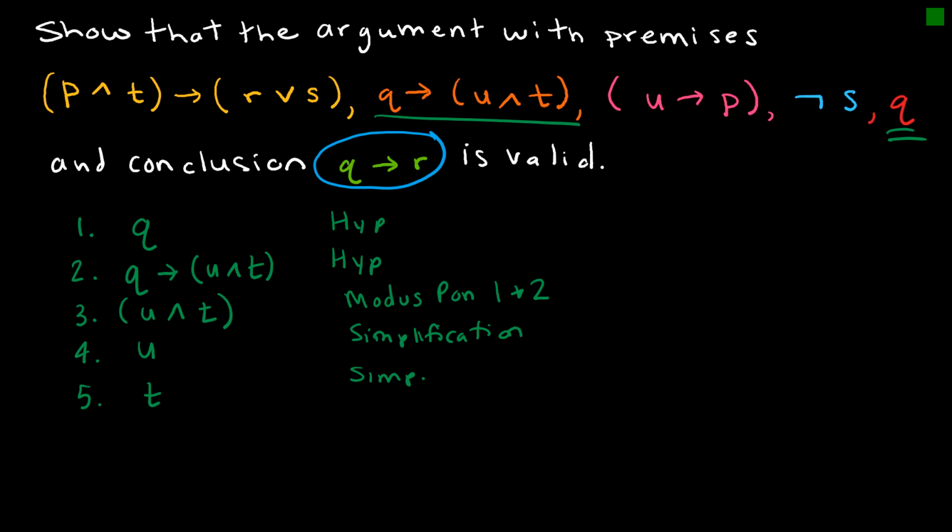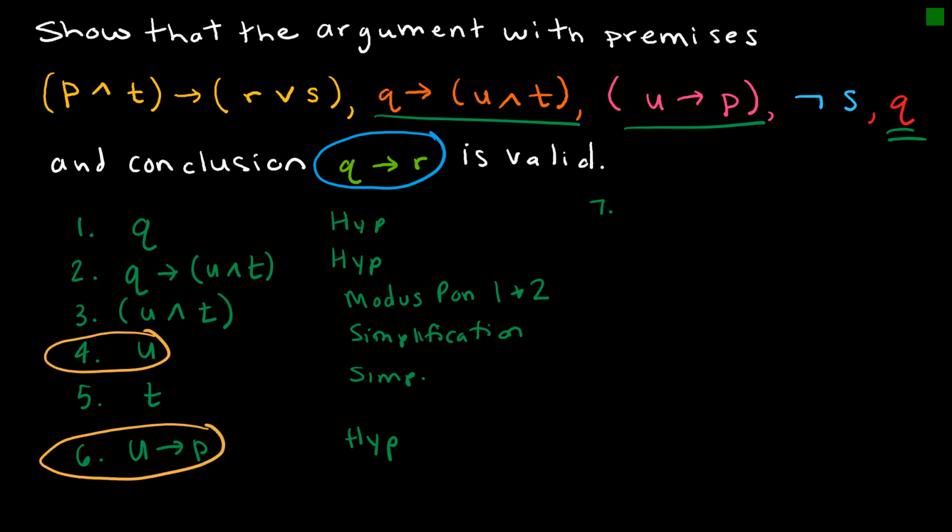So now I'm sort of at a standstill, and I'm going to look back up at my hypotheses, and the next hypothesis I might use is if U, then P. And again, that's a hypothesis. Now what I can say is, because I've got U, and if U, then P, therefore I can say P. And how can I say that? Using modus ponens for 4 and 6. And again, writing this very abbreviated. So I'm getting closer, closer, closer, closer.